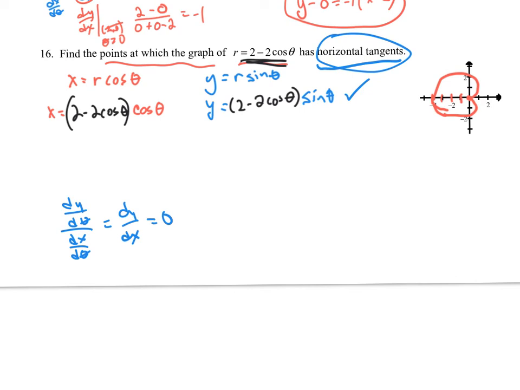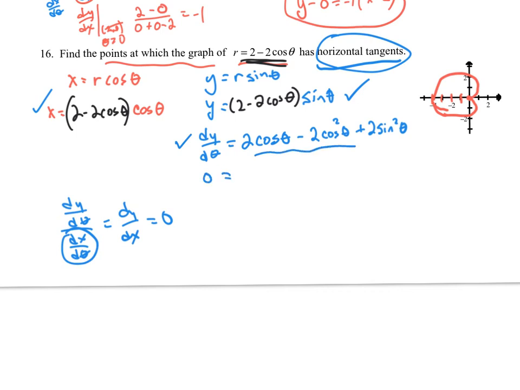If this said vertical, then all I would be doing is taking the derivative of this one because that would be in the denominator. Set the denominator equal to 0, and I'm going to get vertical tangent. So here's my derivative dy d theta. I'm now going to set this equal to 0. And when I do this, I look over here to solve this by hand.